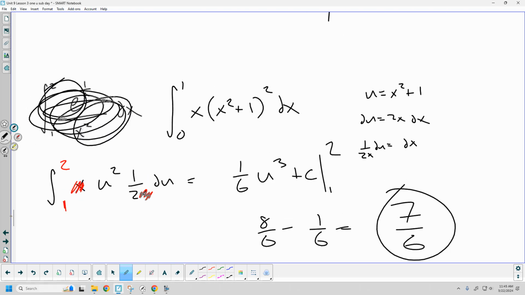That's the answer. Yeah, and then minus 1 change. I changed the boundaries. You didn't have to change the boundaries, but you will too. If you went back to 1, if you go to 1/6 x cubed, and you plug in 1 and 2, you're still going to get that answer. Okay.